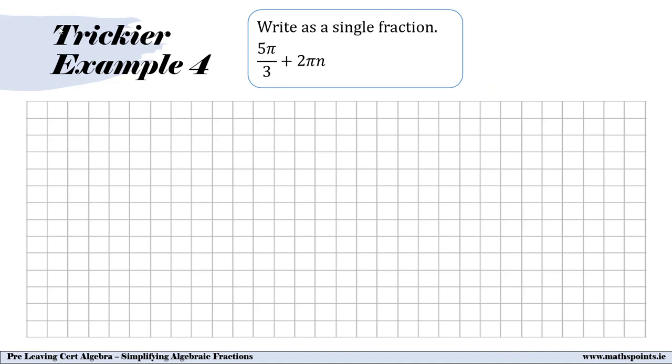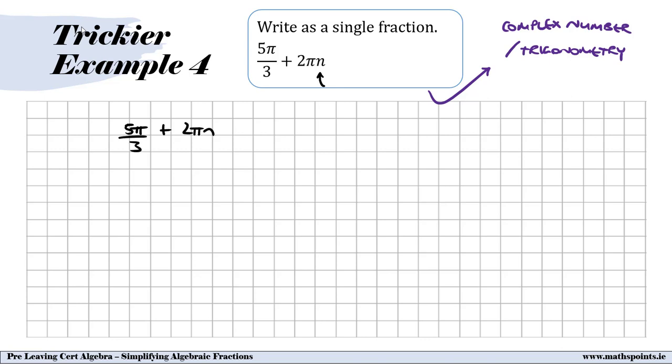So the final example we've adapted from Leaving Cert papers of recent years is taken from another complex numbers question, but this would have also had a trigonometry aspect to it, so we'll just get that down as well. Trigonometry. And so the variable in this question is n. Now 5 pi over 3 plus 2 pi n. So again, I just want to make the 2 pi n a fraction, and so I'm just going to put it over 1. That gives me a common denominator of 3.